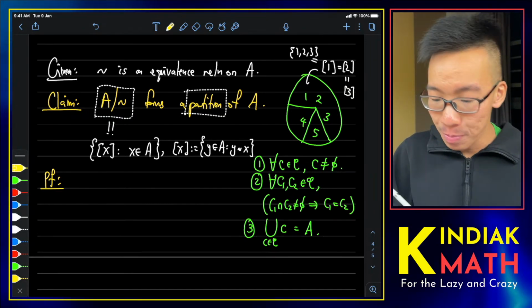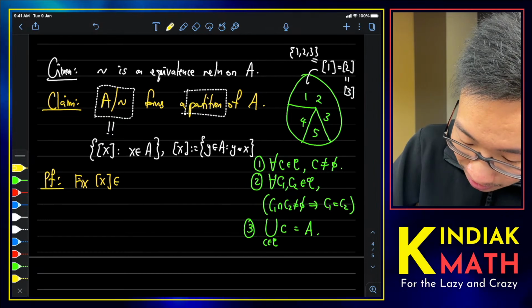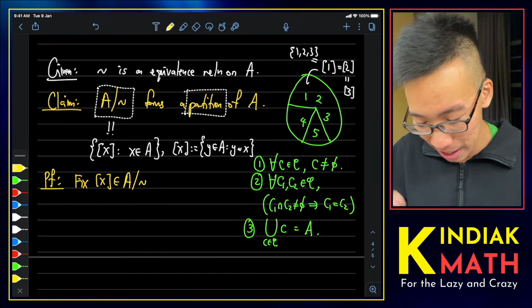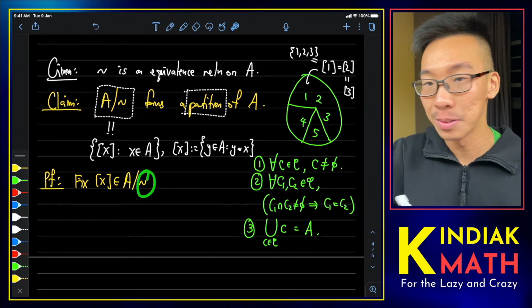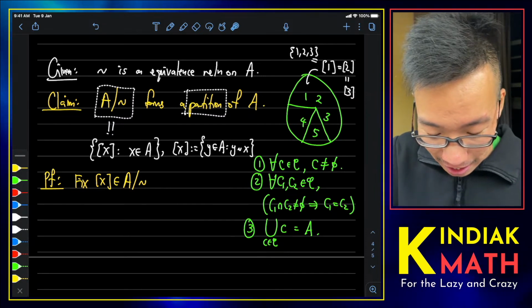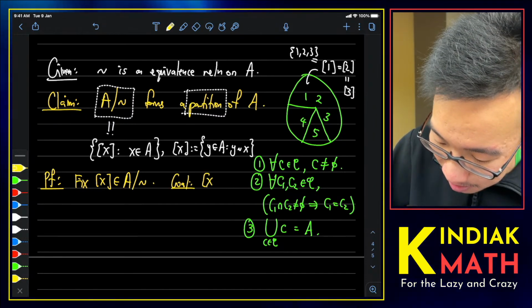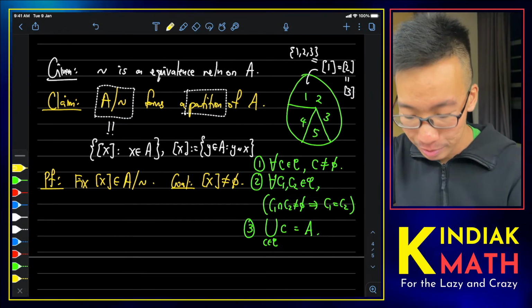So what do we need to show? We need to fix some set inside this A quotient tilde. This guy is called tilde. Fix this item. The goal is to show that this pizza slice, or rather this equivalence class, is non-empty.